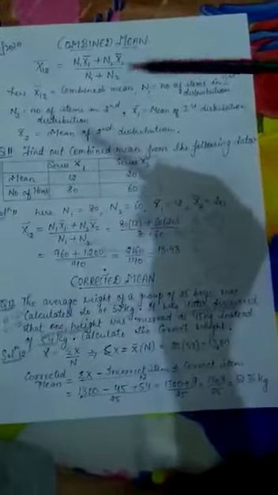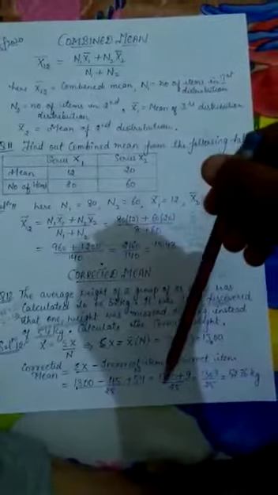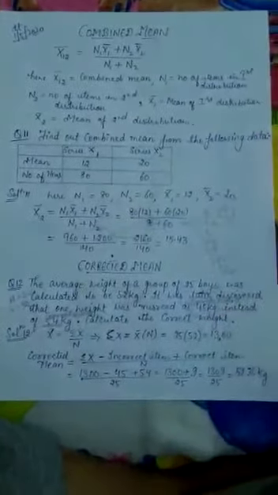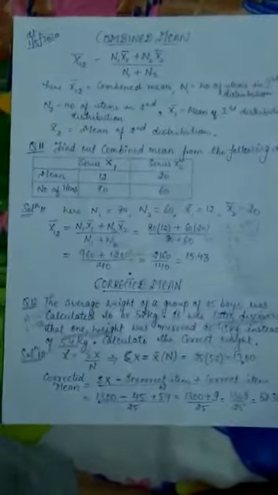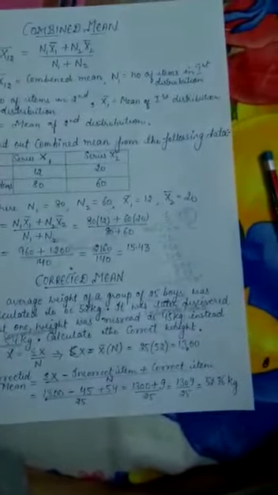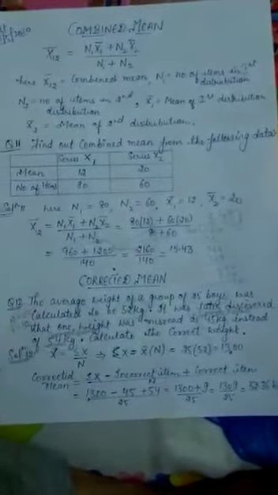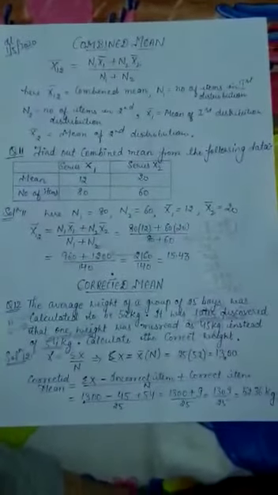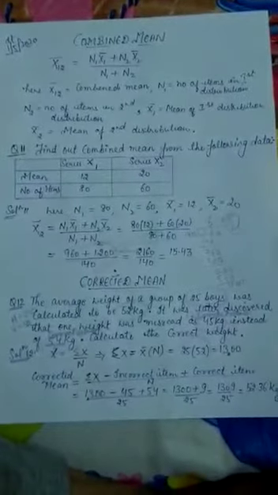Hope you have understood these two new types of questions told to you today: how to find combined mean, and how to find corrected mean when a wrong mean is given to you and some wrong calculations and values have been added. Getting this? Now this much was for today's video. These two new topics you have learned.